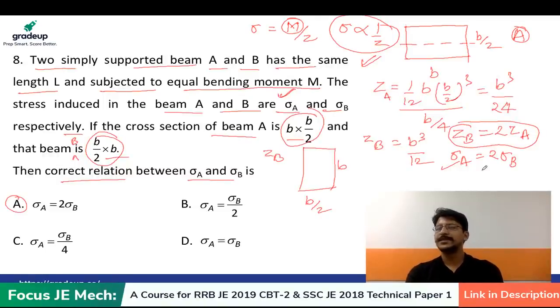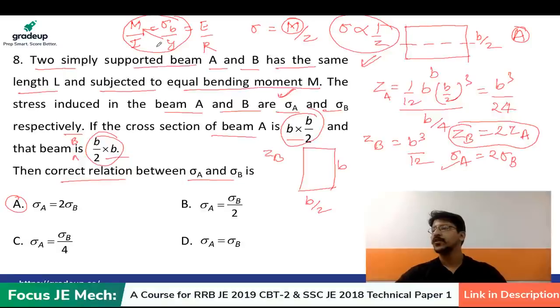Stress is equal to M by Z. That is not M by R, that is M by Z. This is derived from our basic bending equation. The bending equation says M by I is equal to sigma B by y is equal to E by R. If we combine these parts, we get sigma B equal to My by I, or if you take that y down, it becomes M over I by y, and I by y is nothing but your Z.